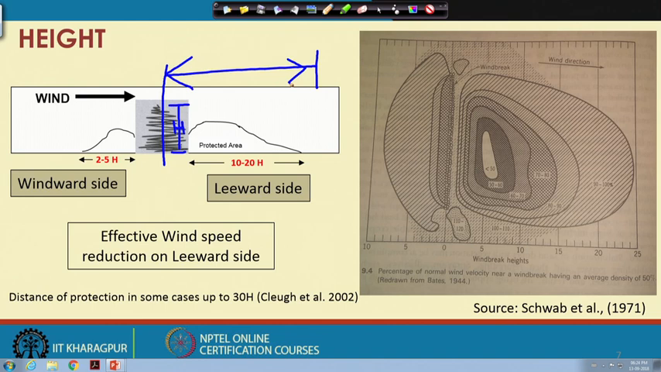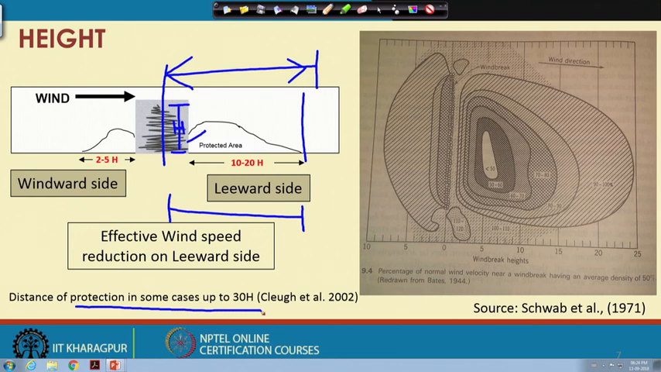So, what we can see is, if the height of this windbreak is h, we can get maximum reduction of the wind speed up to a distance of 10 to 20 h, meaning 10 to 20 times the height of this windbreak. The effects of wind reduction are measurable up to a distance of 10 to 20 h from this windbreak. Sometimes, if you use a proper combination of high density and low spacing species, you can achieve protection of around 30 h also.